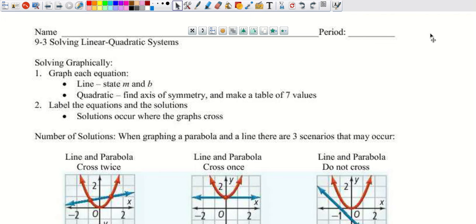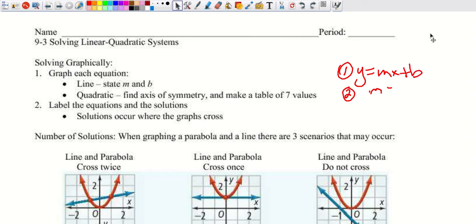Doing some linear quadratic systems here. So this is going to be a parabola and a line. Let's just review. For a line, the first thing we want to make sure we do is get this in y equals mx plus b form. We want to identify m and b. Remember m is rise over run, and b is our y-intercept.